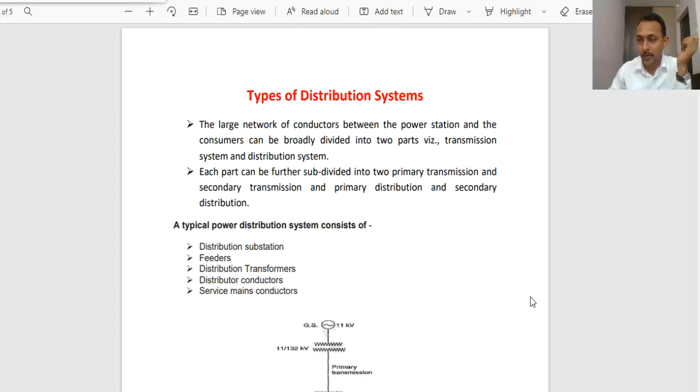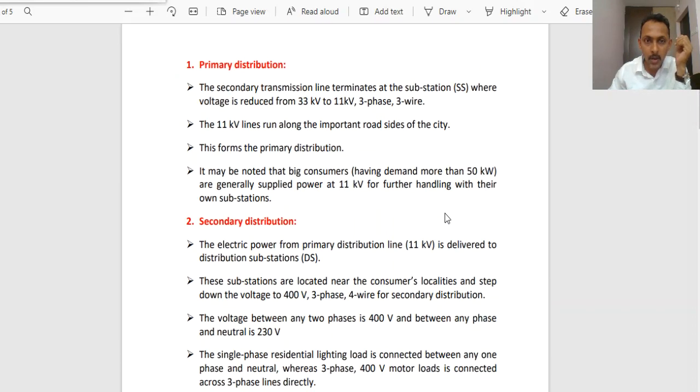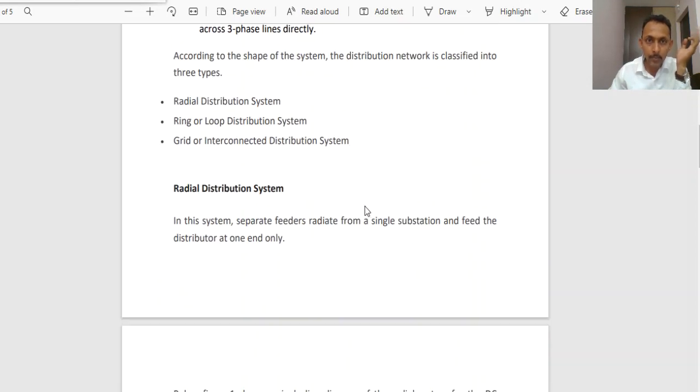In this video, we are going to discuss the types of distribution system. By the time we complete this video, we will see what we mean by primary distribution, what we mean by secondary distribution, and also, according to the shape of the system, how this distribution network is classified into three types, mainly radial distribution system, ring or loop distribution system, grid or interconnected distribution system.